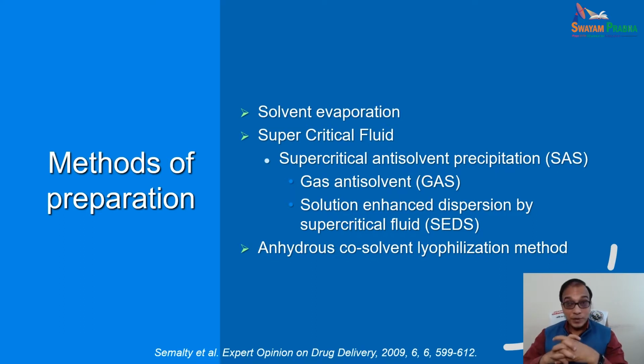What were the methods of preparation? Just to recall: solvent evaporation method; supercritical method, which had the SAS method, supercritical anti-solvent precipitation, and the sub methods were GAS, gas anti-solvent, and solution enhanced dispersion by supercritical fluid. And the third method was the lyophilization method, or anhydrous co-solvent lyophilization method. So this was a little bit of priming before starting the characterization part.